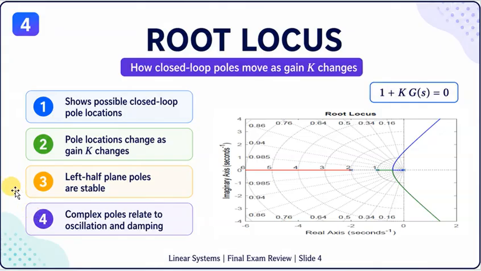Okay, moving to concept number 3, Routh-Lucas. This is a graphical tool. It helps us see how the closed loop poles move when we change a system gain like K. So here we need to remember the main rule: if poles are in the left half plane, the system is stable. If the closed loop poles are complex, the response usually has oscillation.